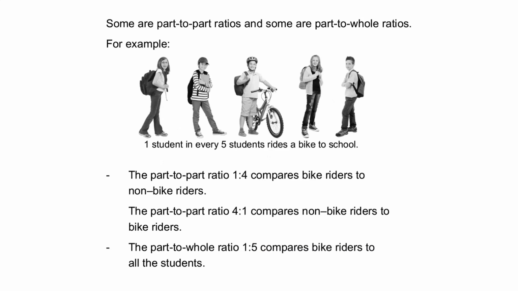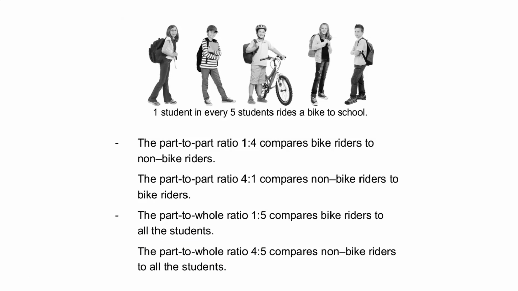The part-to-whole ratio, 1 to 5, compares the bike riders to all the students. So again, there's 1 bike rider, so that's the part that comes before the 2, and then we've got compared to all the students, so that's the second number in the ratio. The part-to-whole ratio, 4 to 5, compares the non-bike riders to all the students.